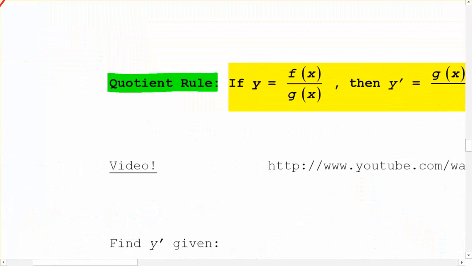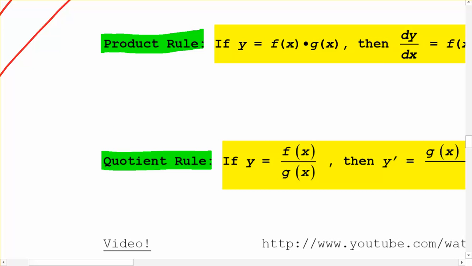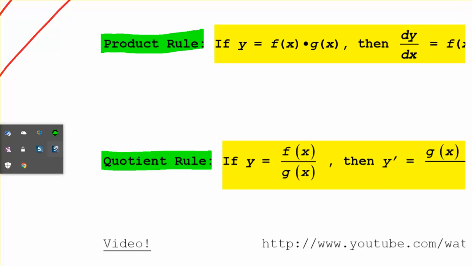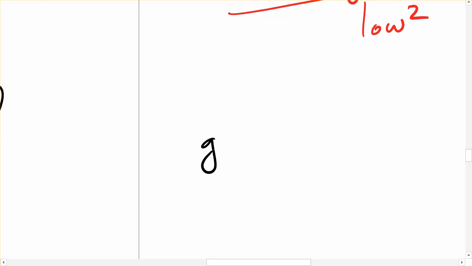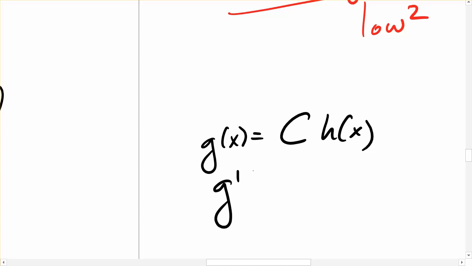Okay, so do you remember what the other rule was called? I don't know what the other rule is called. When you have a function like, let's say, g of x is equal to a constant times h of x, the derivative of g of x is always c times just what? Derivative of h of x. The coefficient is along for the ride.